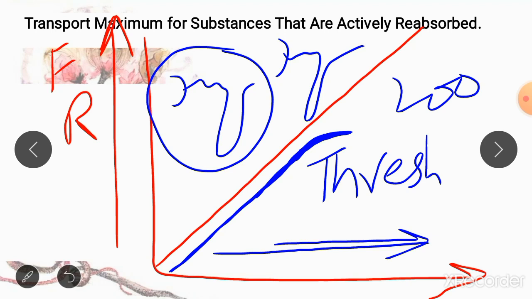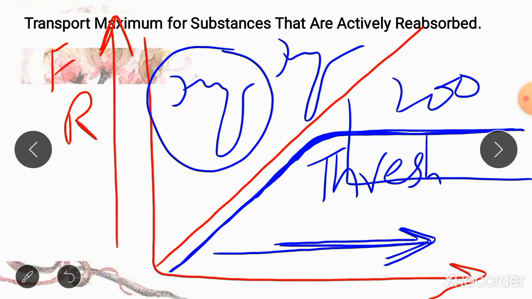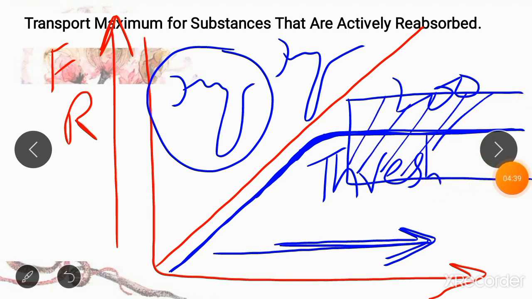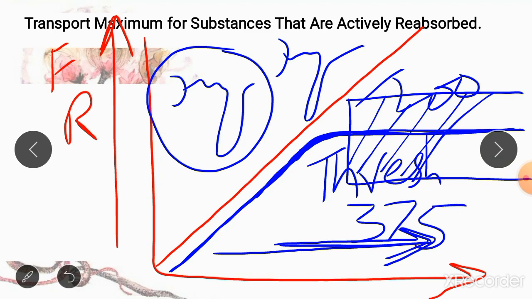And when you further increase the concentration of glucose in your plasma, the reabsorption of glucose is now going to become constant, and no more glucose will be reabsorbed, and this is depicted by a straight plateau or a straight line on your graph. And this is when all of your nephrons, all 2 million of your nephrons are saturated, and this is known as transport maximum, and this is achieved at 375 milligrams of glucose concentration.